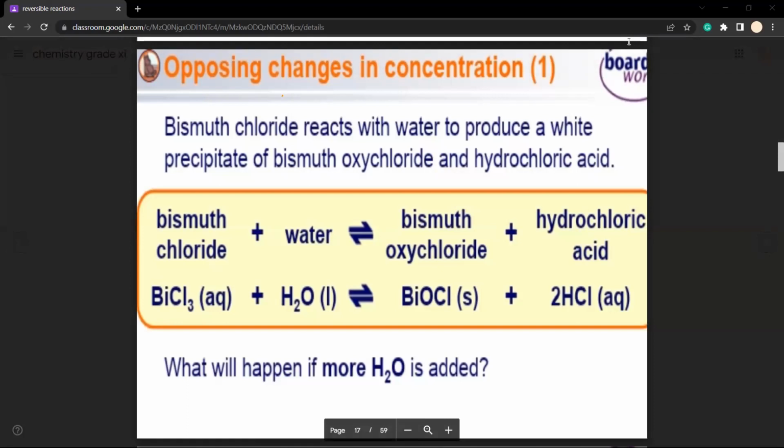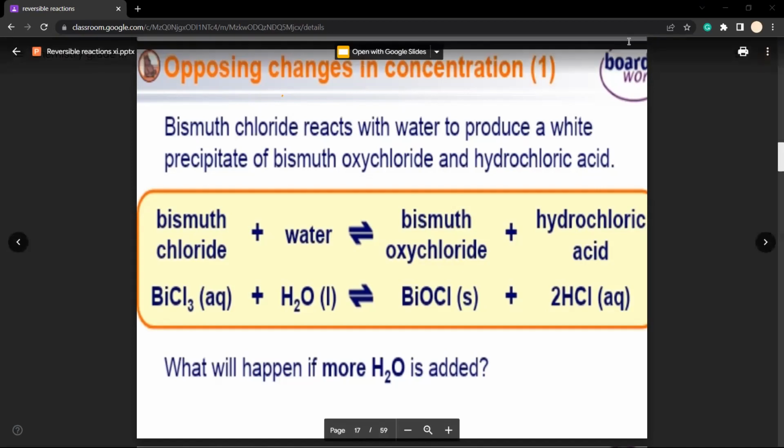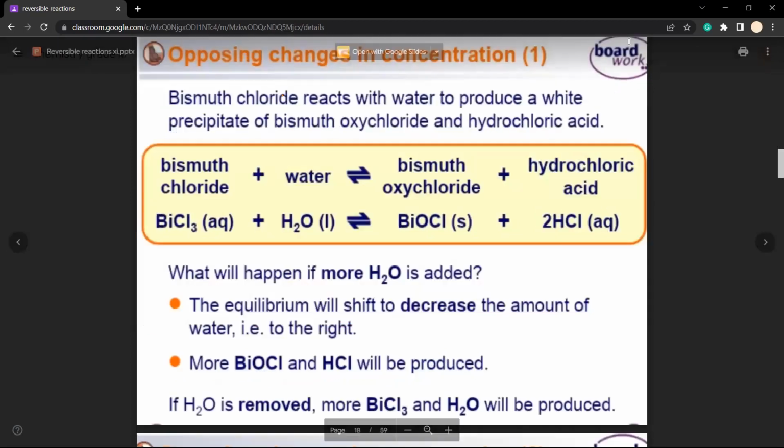What will happen if you add water? If I increase the concentration of water, what will happen? Definitely the forward reaction speed is going to increase because I'm adding one more reactant to it. Now, because the forward reaction speed will increase, the reaction is going to go in the forward direction. Okay, now let's see further. What else do we have?